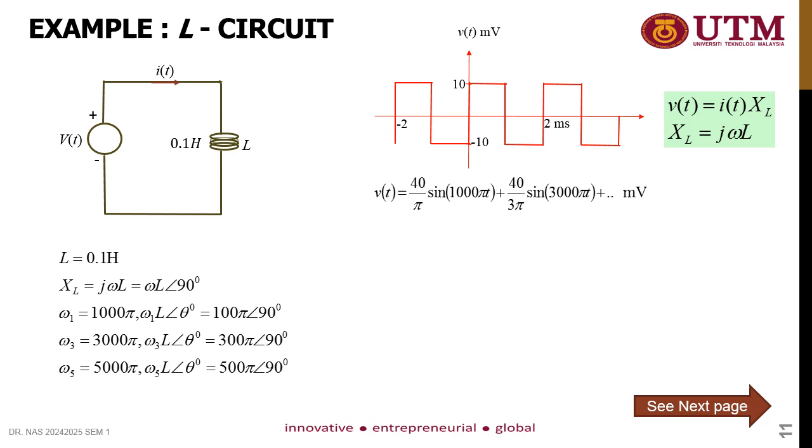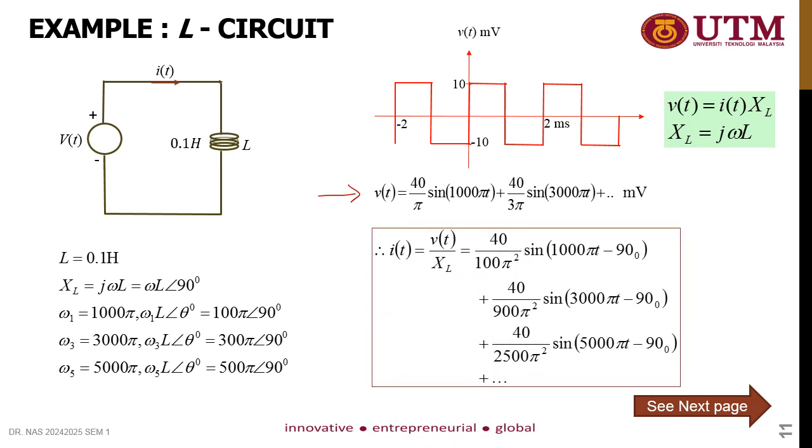So same step as earlier. You are given the Vt in sine function, in trigonometric function. So you need to write down the trigonometric equation of the current It. Okay, so let's look at the next page for derivation.